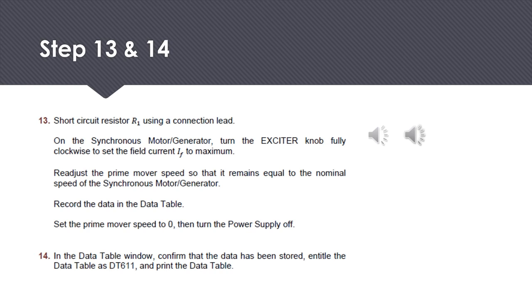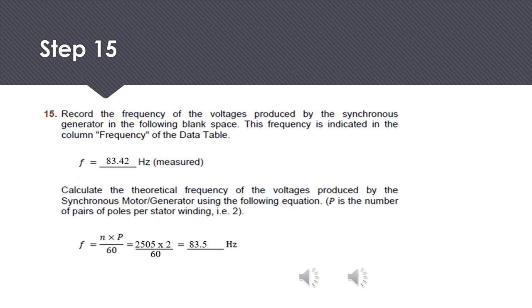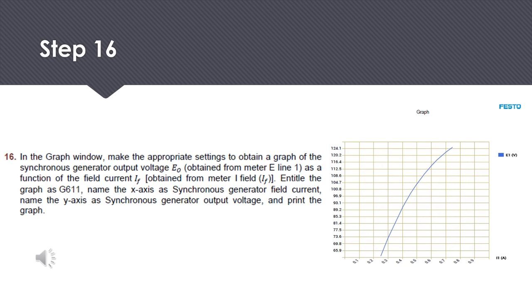For step 14, we confirm the data that has been stored, and we print the data table in the data table window. For the next step, we are required to record the frequency of the voltage produced by the synchronous generator. And then I will have to calculate the theoretical frequency of the voltage produced by the synchronous generator, and here's the way.